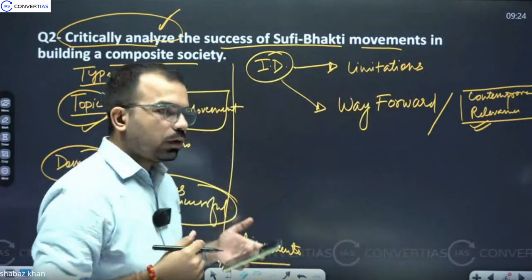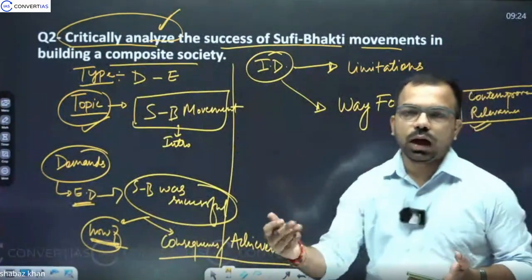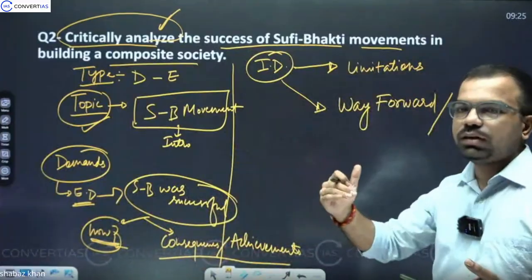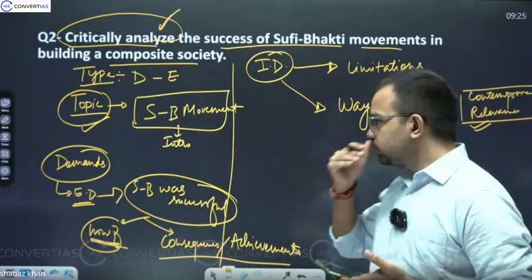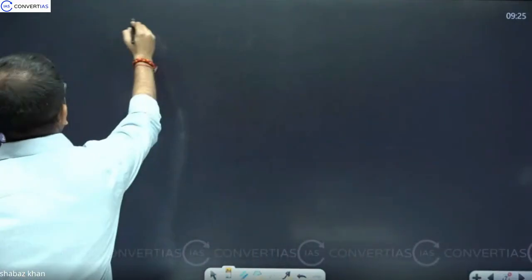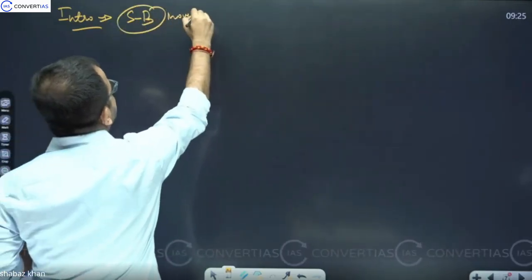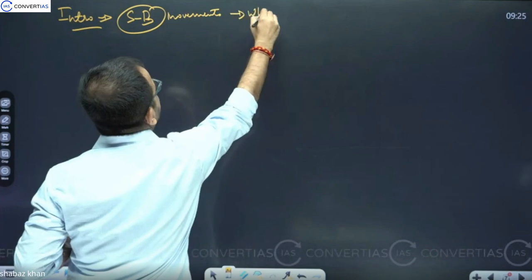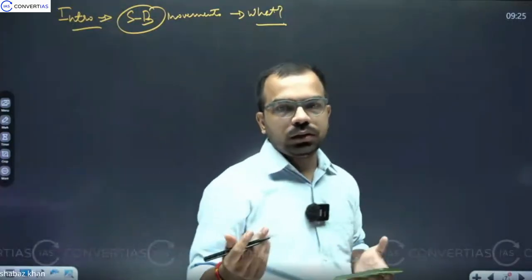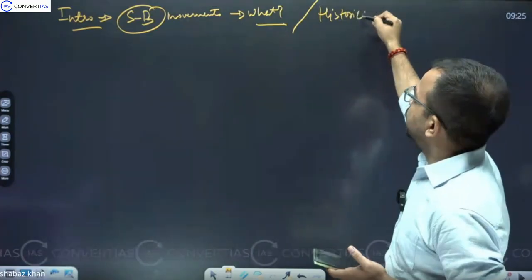Can we write the factors for success of the movement? That is why we wrote how. You are going to write the factors of how exactly it was succeeding. Now, the introduction will be fairly simple. You are going to talk about what these movements were, basically a definition or explanation part. Since it's a history question, you can always give the historical context also.